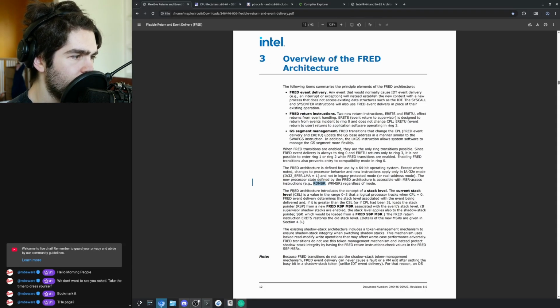Cool. The thread architecture introduced the concept of the stack level. The current stack level, CSL, is a value in the range of 0 to 3 that a logical processor can track when CPL equals 0.